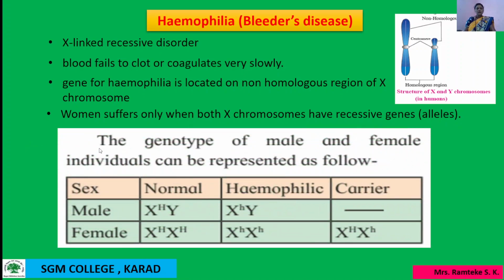See here, the genotypes of male and female individuals can be represented as follows. Sex chromosomes male and female, then the phenotypes normal, hemophilic and carrier. In this genotype, normal male is XH Y, normal female is XH XH, hemophilic male is Xh Y, hemophilic female is Xh Xh, and carrier is XH Xh. So this is the hemophilic region.